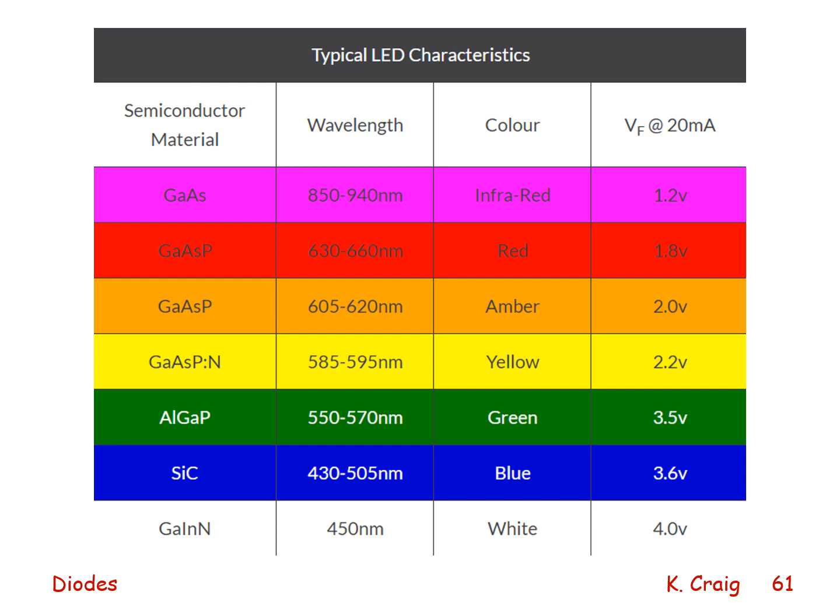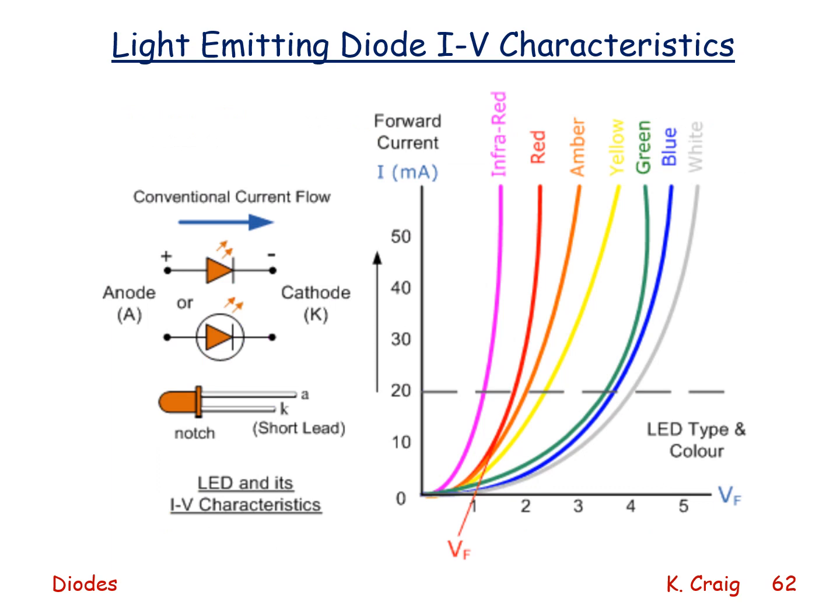Here's a table showing typical LED characteristics: the semiconductor material, the wavelength, color, and the forward voltage at 20 milliamps. Here are the light-emitting diode current-voltage characteristic curves for infrared, red, amber, yellow, green, blue, and white LEDs. This is the forward voltage. This is the forward current in milliamps.